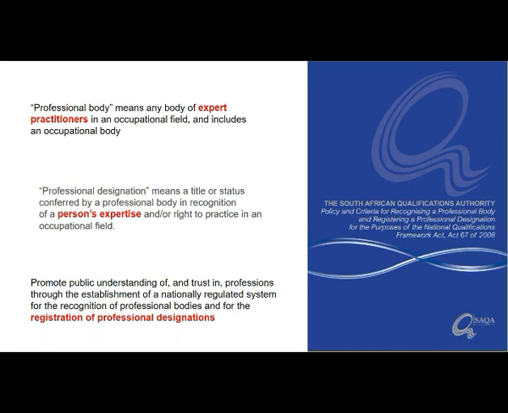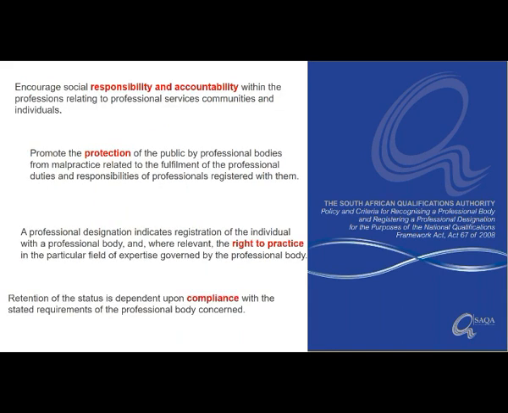Further, the document says the professional body needs to protect the public understanding of and trust in the profession through the establishment of a registration system for the recognition of professional bodies and the registration of the professional designation. So basically, for the public, you need to have a register of professionals meeting the requirements of that professional body. Encourage social responsibility and accountability within the professions. Promote the protection of the public by the professional bodies from malpractice related to the fulfillment of the professional duties and responsibilities of the professionals registered with them.